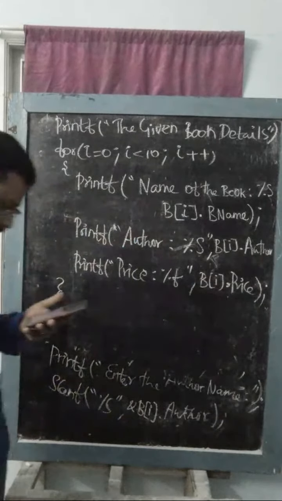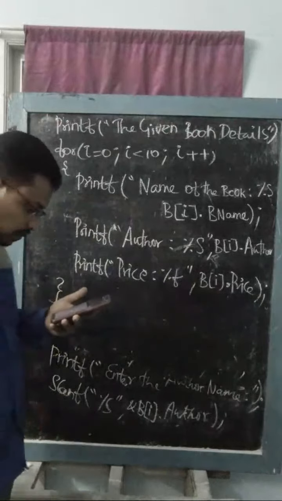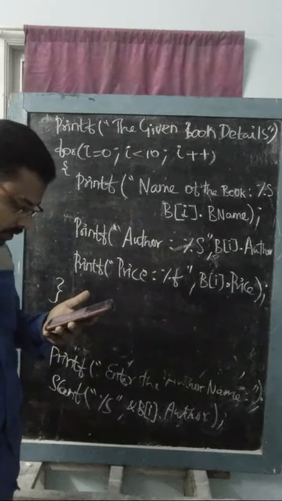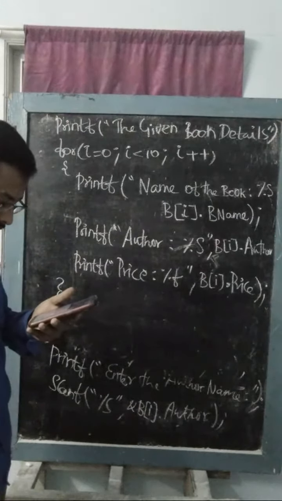Rasina Sifana is asking, sir, for one book's name, author, price, do we first declare all these in printf and then afterwards declare in scanf?